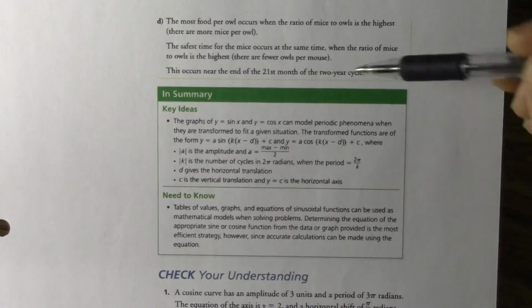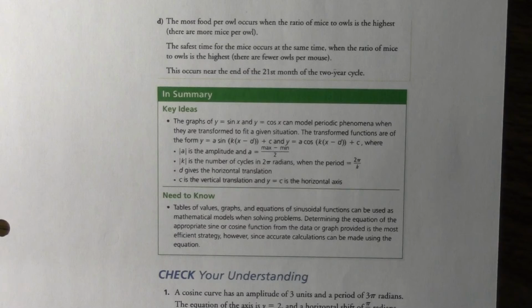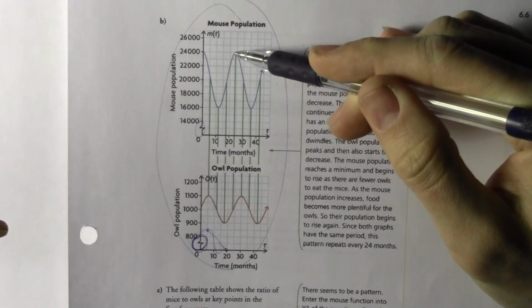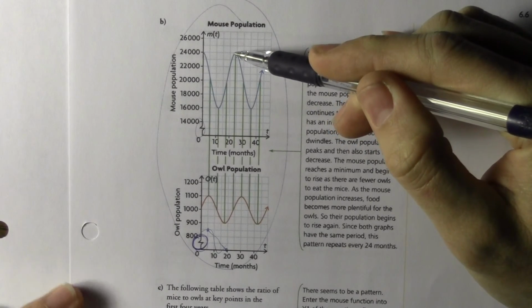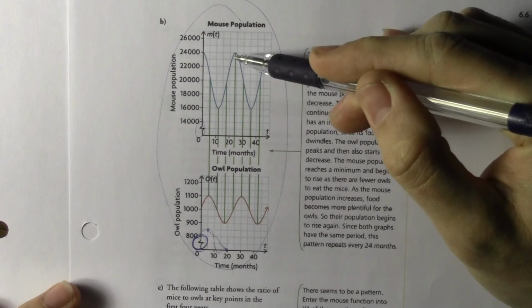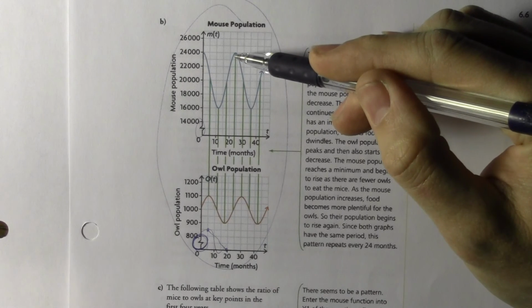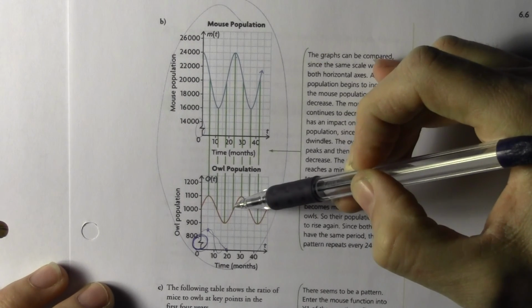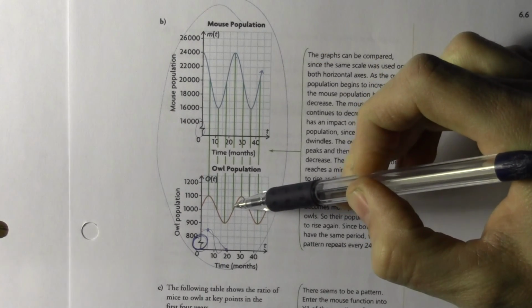This occurs near the end of the 21st month in the 2-year cycle. So at this point, right here, it's the safest for the mice, and it's the most plentiful for the owls. There's a lot of mice, they're safe in numbers, and the owls are digging in. That's why their population is rising. Okay?